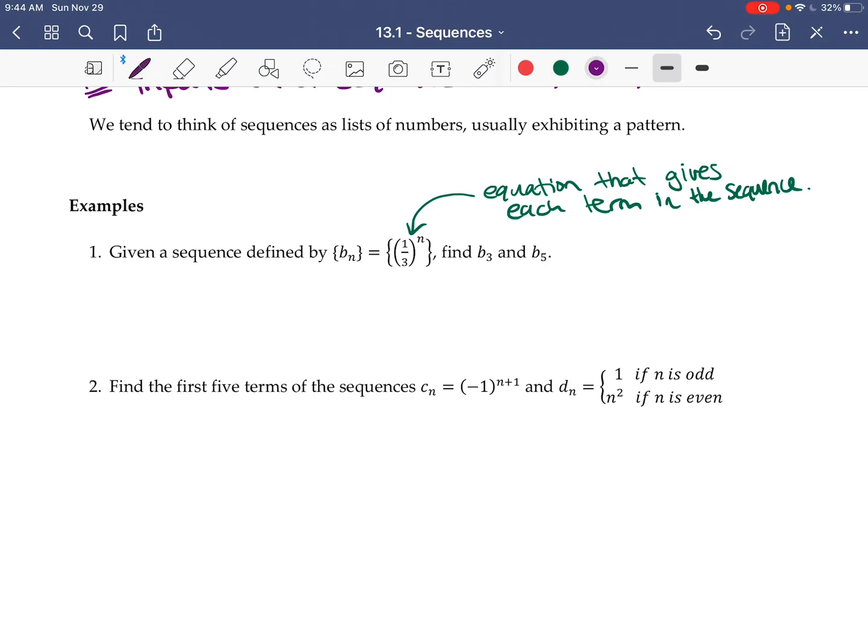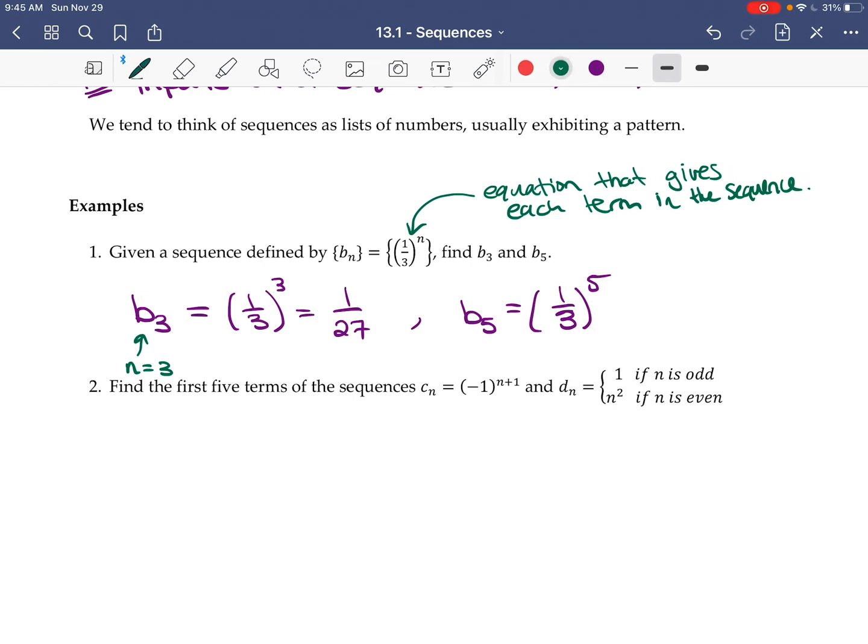Okay, so if we wanted to find b3, okay, then the n value is 3. So b3 is going to be (1/3)^3, because the n is 3. So that's 1 cubed over 3 cubed, which is 1 over 27. Similarly, b5 is going to be (1/3)^5, because here the n value is 5. So that is going to be 1 over 243.